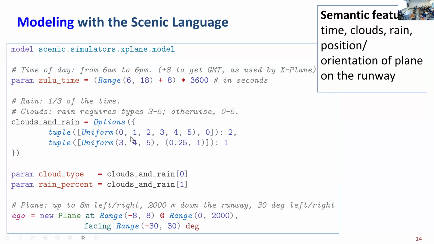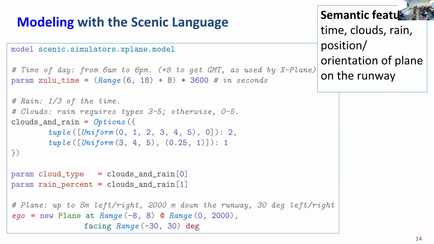And so, if it's one of these, then it's possible that there's no rain. And that possibility happens with probability 2/3. And then there could be these rain clouds with an amount of rain between 0.25 and 1, and that's probability 1/3. And then there's the position of the plane on the runway, right? The plane in this case is the ego object. So you're viewing the runway from the perspective of the plane.